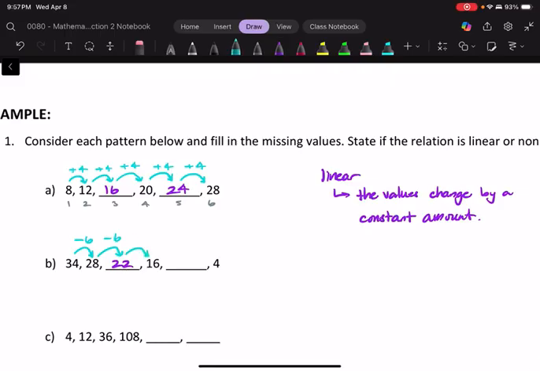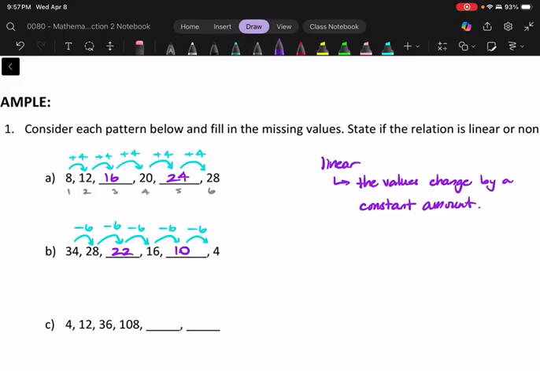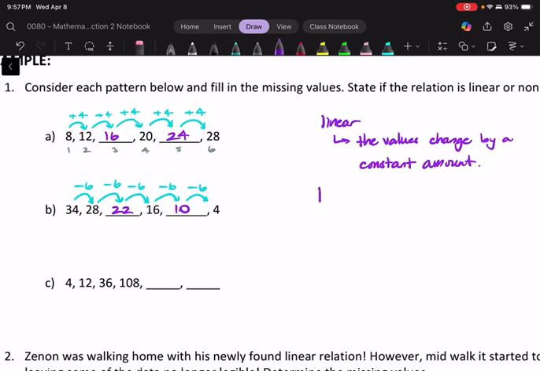22 minus 6 is 16. So, phew, sigh of relief there. 16 minus 6 is 10. And 10 minus 6 is 4. So this works out to be linear. Because again, the values change by a constant amount.